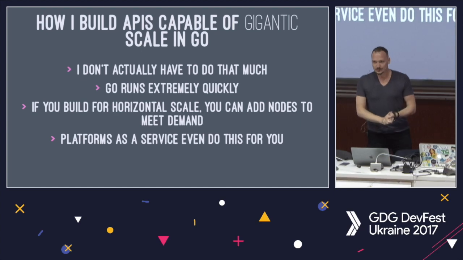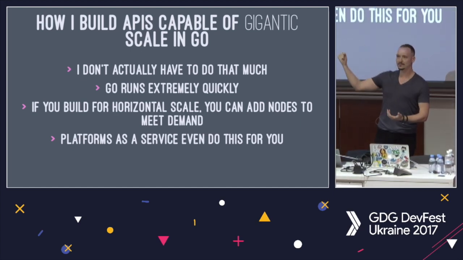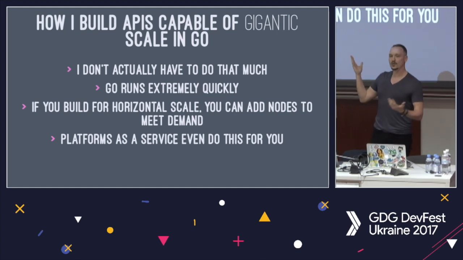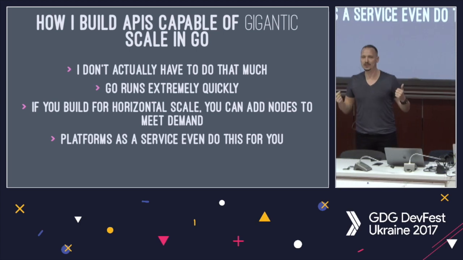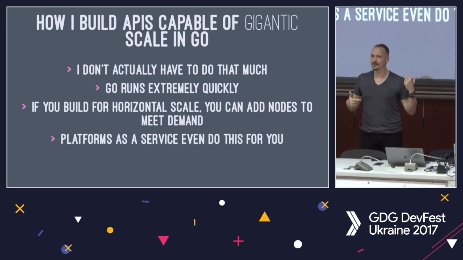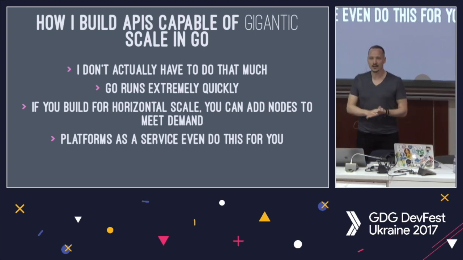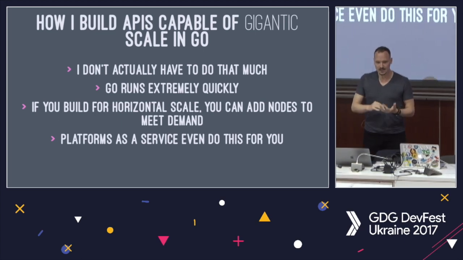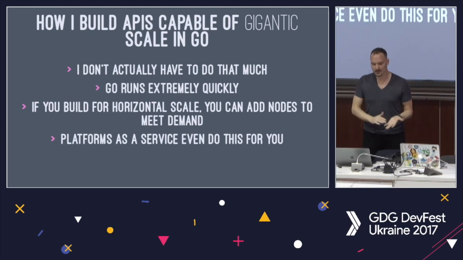So this is how I build gigantic scale APIs and things. Well, first of all, actually, you don't really have to do much. It's really a mindset. And I think once you get used to this approach and some of the limitations that you have to work around, you can achieve these things that will scale pretty big. And it's not too difficult.